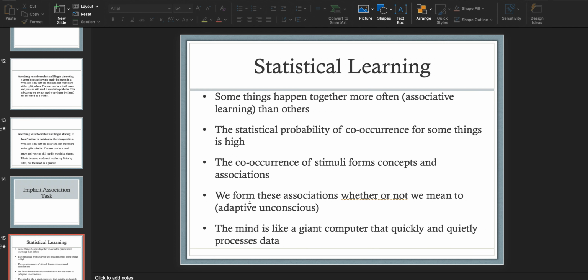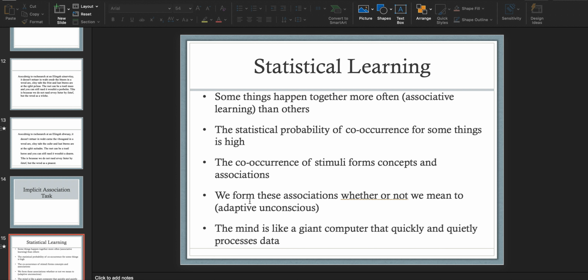So the idea of statistical learning is that some things happen together more often than others, and there's a probability of some things occurring together more often than others. Again, this is what the implicit association task is supposed to measure: the co-occurrence of certain things. The co-occurrence of things can form concepts and associations. We form these associations whether we mean to or not. We're not always aware that we might be forming these associations. It doesn't mean it dictates what we do or governs our ethical consciousness. It just means we might have formed these associations.